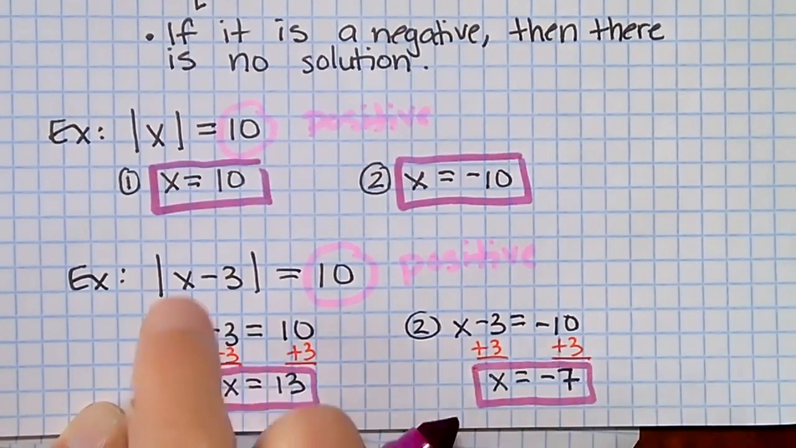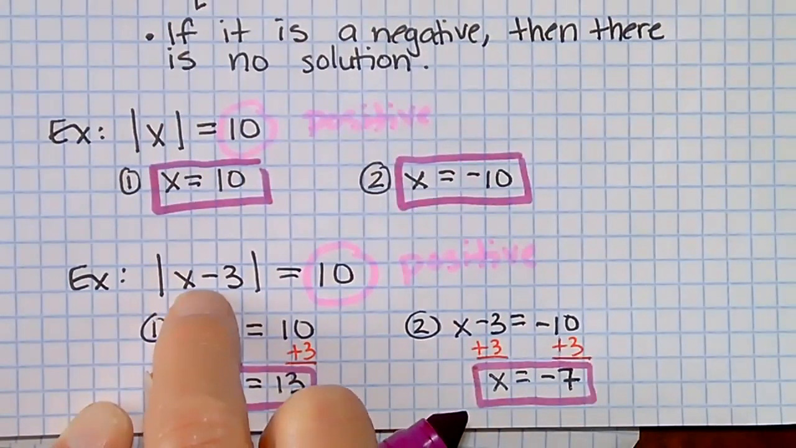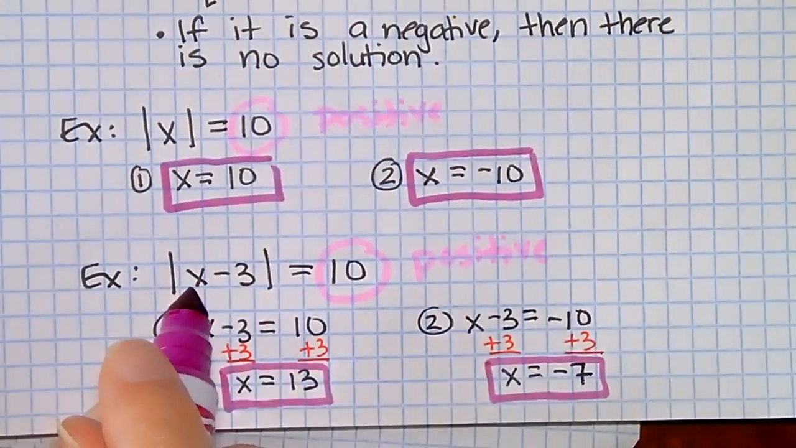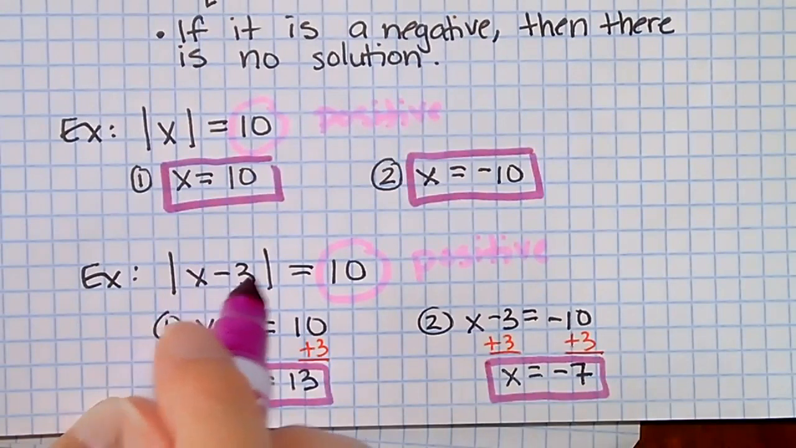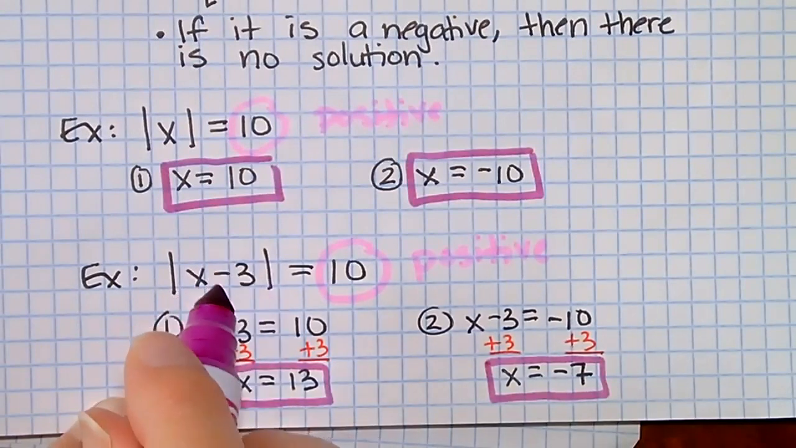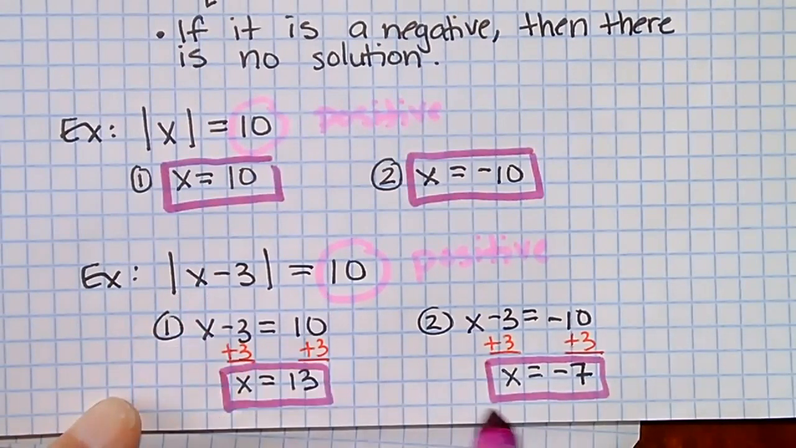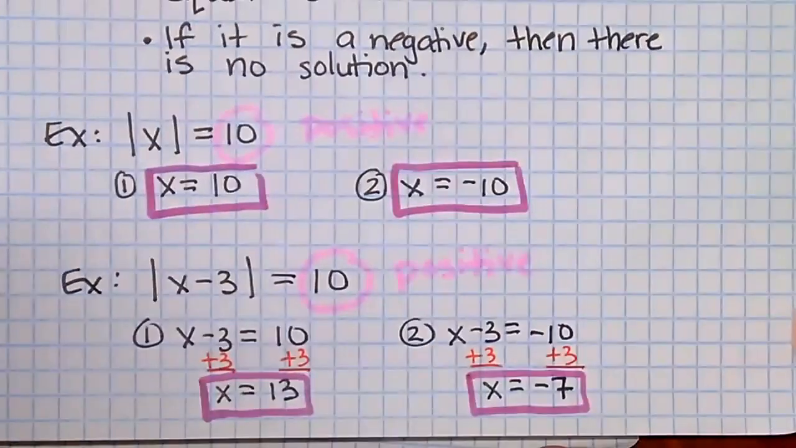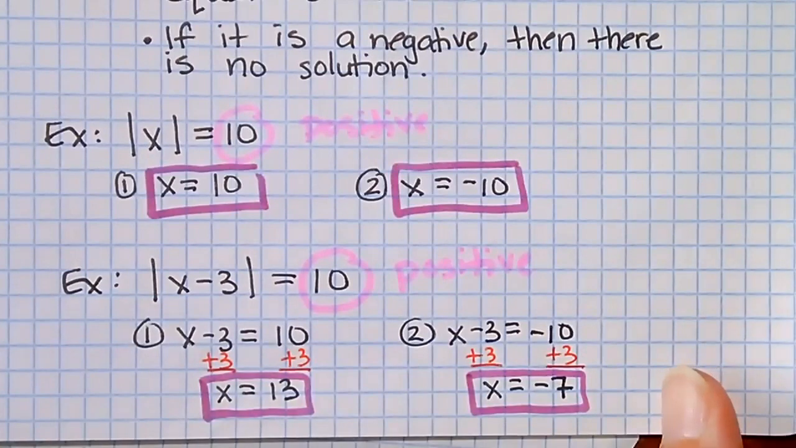So if I put 13 in here, 13 minus 3 is 10, and the absolute value of 10 is 10. If I put a negative 7 in here, negative 7 minus 3 is a negative 10, and the absolute value of negative 10 is also 10. That's why we're getting two answers. Okay, so let's move on and try another one.